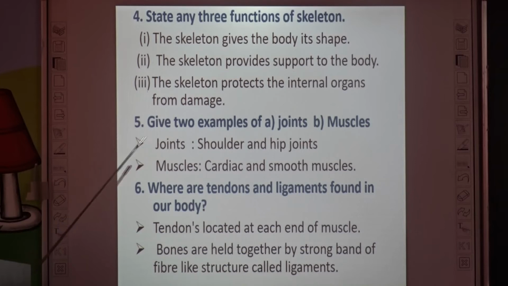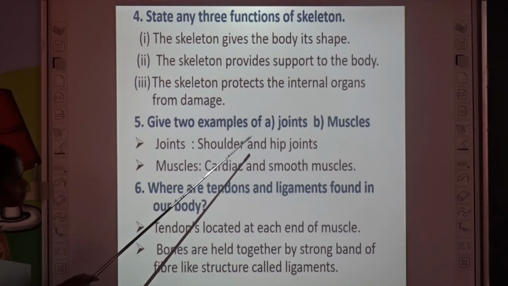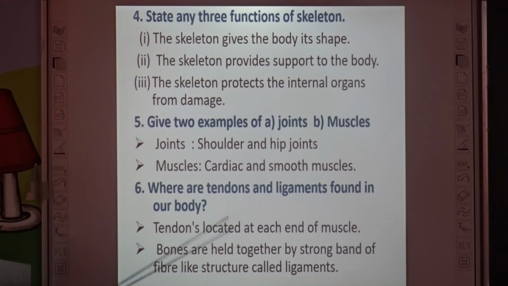And the fifth one, give two examples of joints and muscles. Examples of joints are shoulder and hip joints. Muscles: cardiac and smooth muscles. The cardiac muscles are present in the heart and smooth muscles are present in the stomach. These are the examples of joints and muscles.